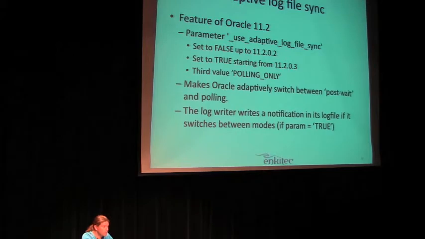And another thing is, Oracle actually does notify you that it switches from post-wait to polling. Only it does so in the trace file of the log writer. And I don't know about you, but I'm not checking all the individual trace files of all the foreground and background processes. I can't do that for all my databases. So this probably goes unnoticed for most of the databases.